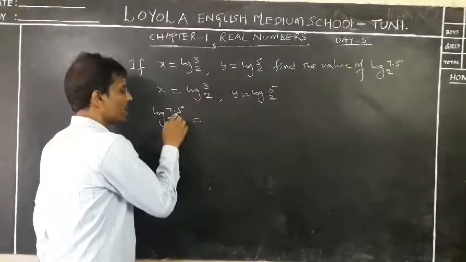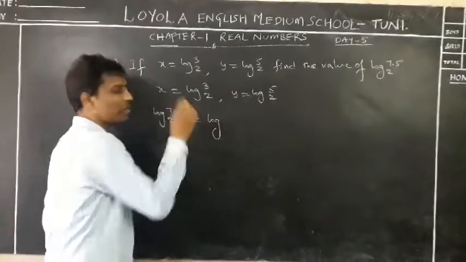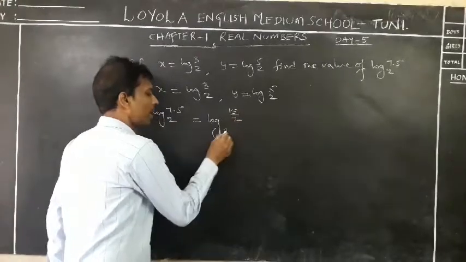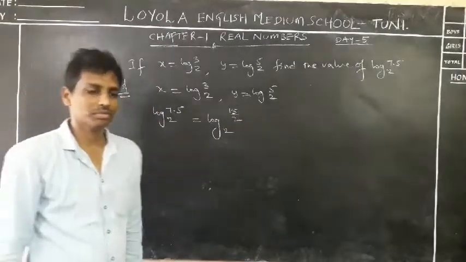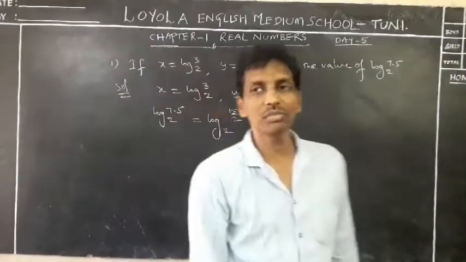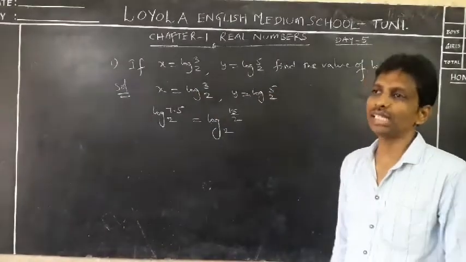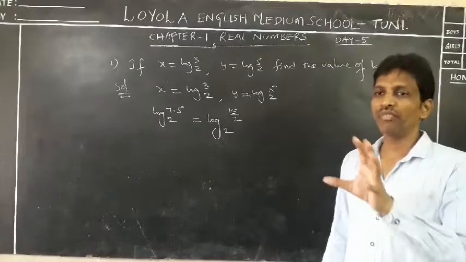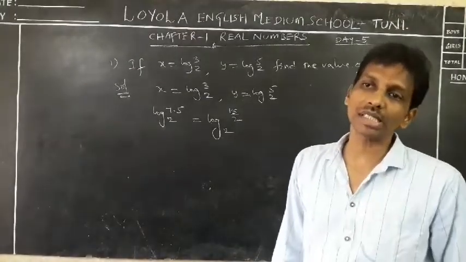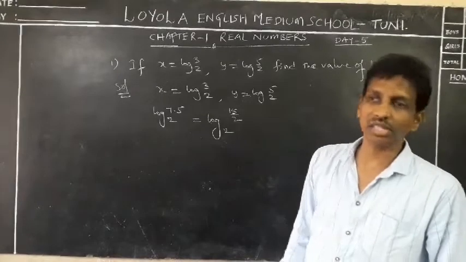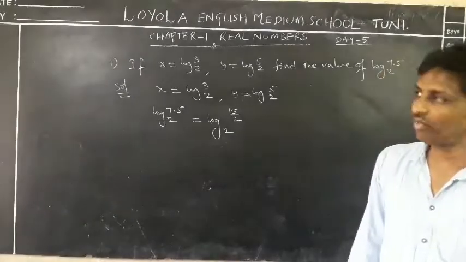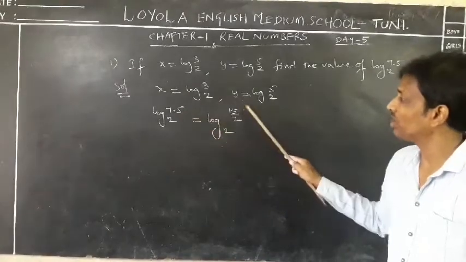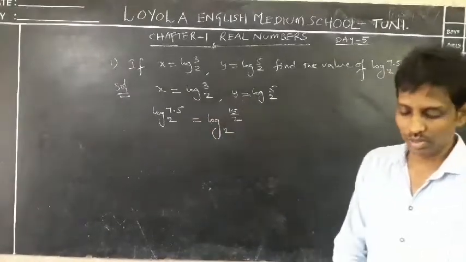Can we write log 7.5? 7.5 can be written as 15 by 2, with the same base 2. Did you all understand? 15 by 2 is nothing but half of 15. Divide 15 into 2 equal parts: 7 and a half, 7 and a half. 7 and a half means it is nothing but 7.5. So here we wrote 7.5 as 15 by 2.